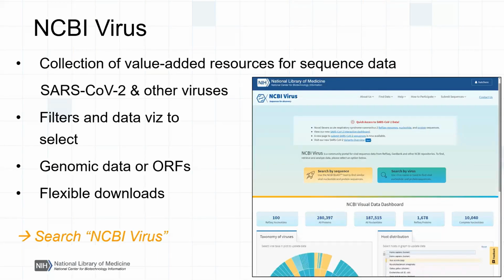NCBI Virus is a suite of value-added resources that provide sequence data, and they currently feature SARS coronavirus 2, but all viruses are available through NCBI Virus. Most people don't necessarily want every single publicly available sequence record. So we have a variety of filters that narrow down your data set based on normalized metadata.